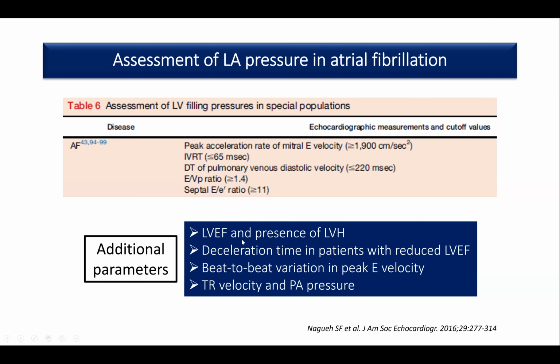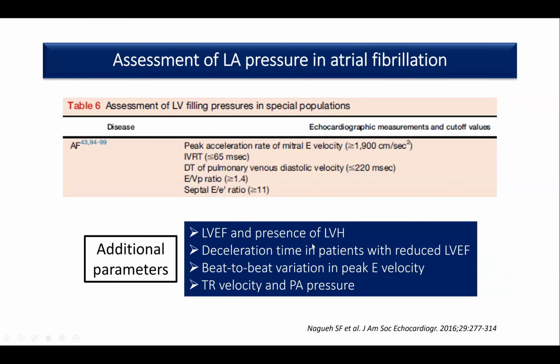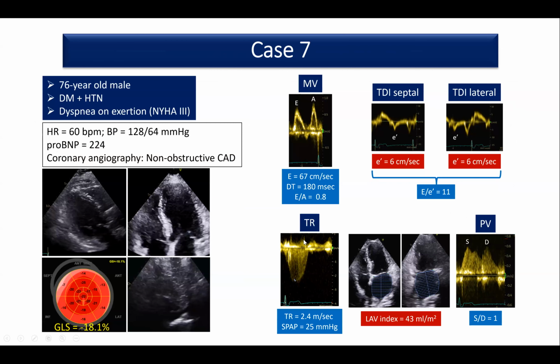Looking at the deceleration time of the mitral E wave in patients with reduced EF also works very well in these patients. Patients who have high LA pressure in AFib tend not to have much variation in the peak E velocity from beat to beat. Looking at the PA pressure and the TR velocity are important things, but clearly here all the diastolic parameters are normal and the PA pressure is normal. So this patient with atrial fibrillation has very likely normal filling pressures.